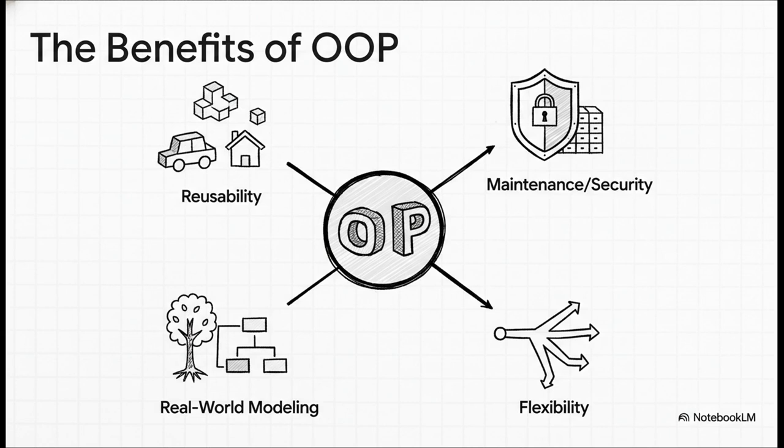Because of encapsulation, if you find a bug, you just fix it in the one class blueprint, and poof, it's fixed for every single object created from it. It also makes your code way more intuitive, right? Because the structure of your code actually mirrors the logic of the real world. Plus, things like encapsulation and abstraction add layers of security, protecting data from being messed with. And finally, polymorphism gives us incredible flexibility to create dynamic systems that can adapt and change. It's a huge win all around.